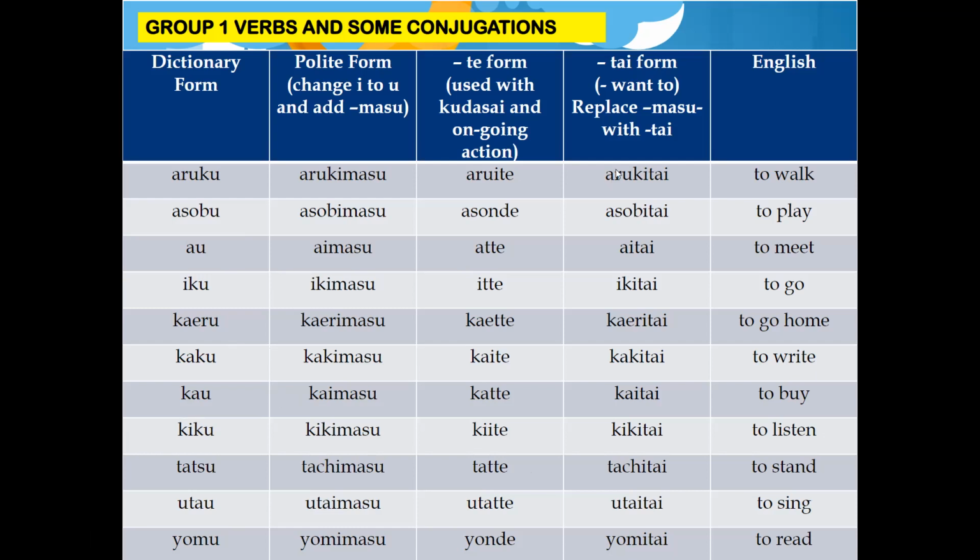And for the tai form, as I've told you, this means want to do the action. So what you are going to do is depend on the masu form of the verb. You delete the masu and you replace that with tai. So arukimasu to arukitai, asobimasu to asobitai, aimasu to aitai, ikimasu to ikitai, kaerimasu to kaeritai, kakimasu to kakitai, kaimasu to kaitai, kikimasu to kikitai, tachimasu to tachitai, utaimasu to utaitai, yomimasu to yomitai. And all of these are the English translations of the group 1 verbs.